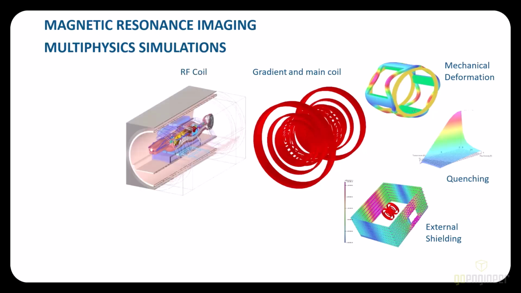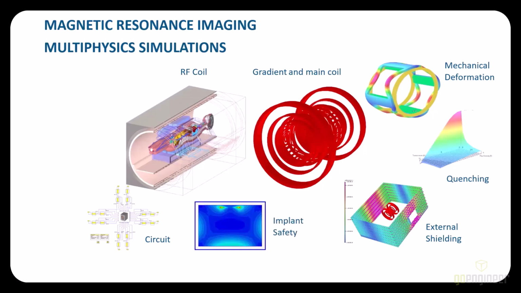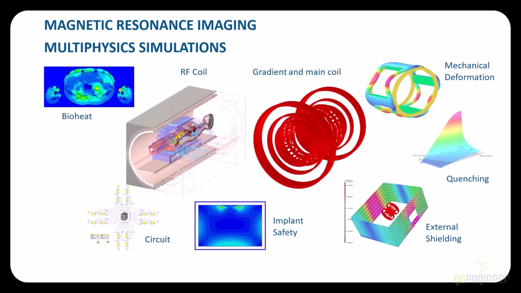There is also a high-frequency coil, or the RF birdcage coil, that excites the protons in the subject in order to form an image. Internal circuitry is typically involved in order to match the RF coil to the desired frequency. Implant safety evaluations can be carried out to ensure the implants do not heat up beyond prescribed limits while imaging. A bioheat solver can be used to calculate the temperature distribution inside the body while the patient is being scanned. This takes into effect the metabolic heating and blood perfusion as well.